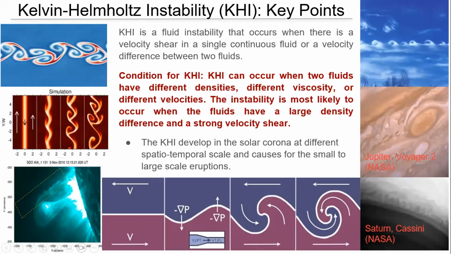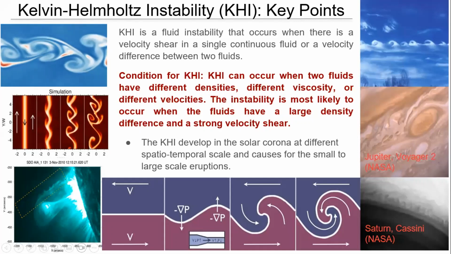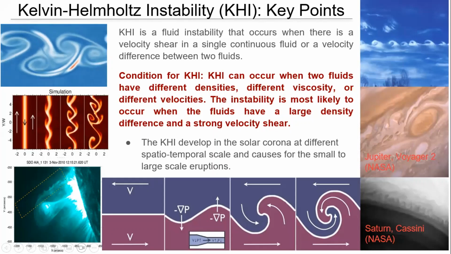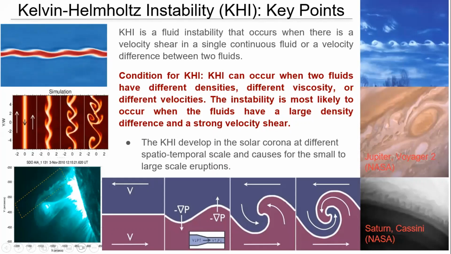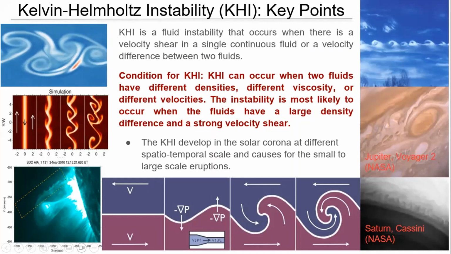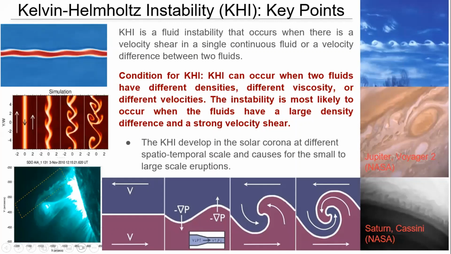The base of the presentation on which we are performing the MHD simulations is Kelvin-Helmholtz instability. So first of all, what is instability? It is the state of being unstable. The name Kelvin-Helmholtz is because they first discussed this phenomenon. So KH instability is a fluid instability that occurs when there is a velocity shear in a single continuous fluid or a velocity difference between two fluids.